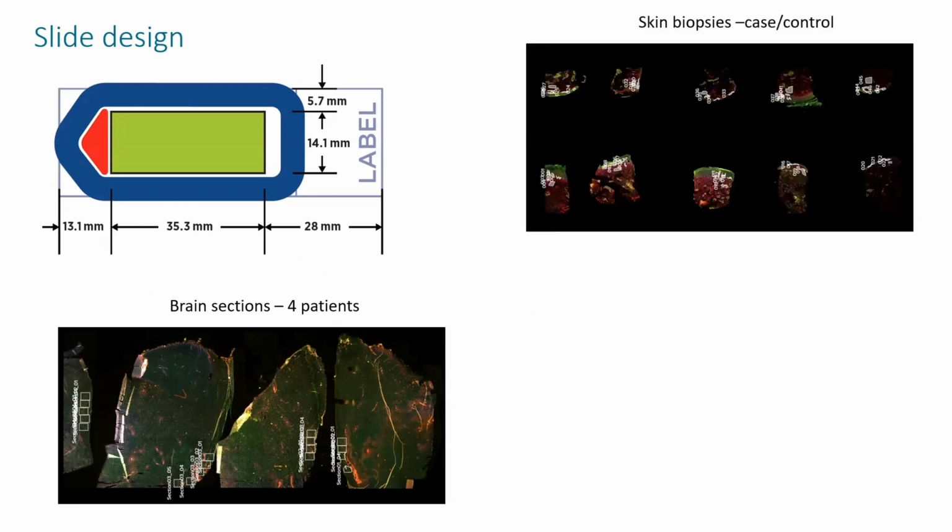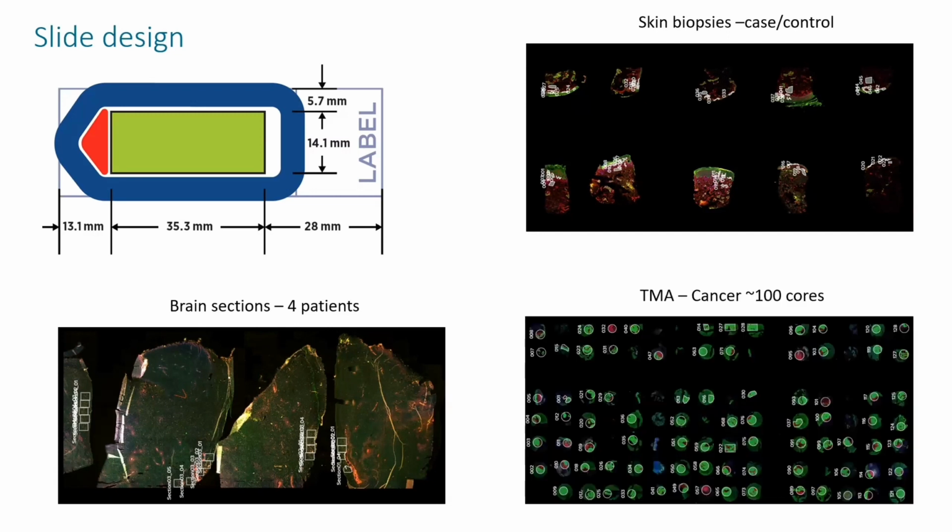Up here we have a case from dermatology, Thomas Emanuel. He had smaller biopsies, so he managed to fit 10 into one slide. And then finally, you can also go for the tissue microarrays. So this is Trine from MoMA's bladder group. And there's around 100 cores on this one slide. So you can really get a lot of information from different patients using GeoMx.